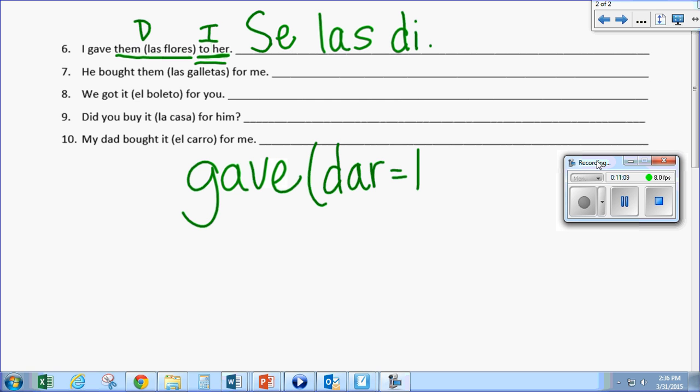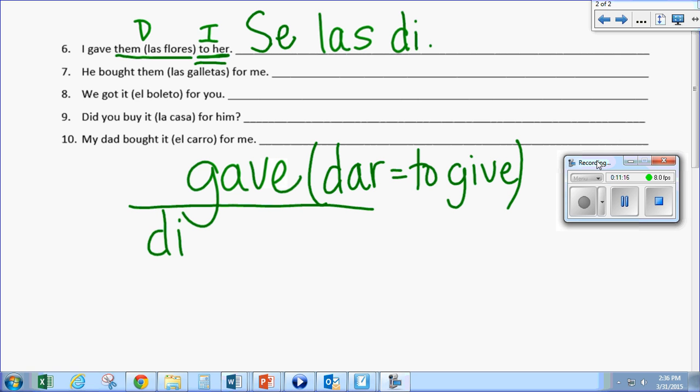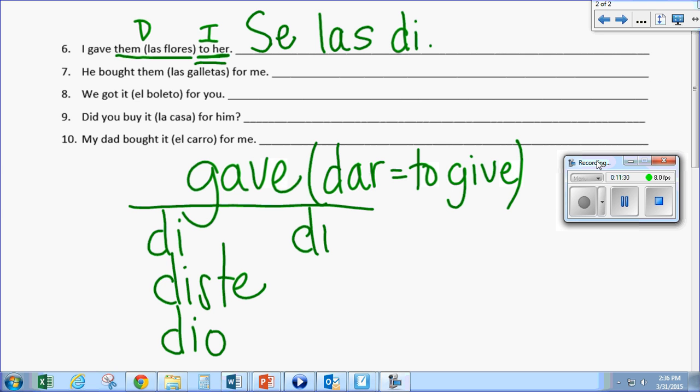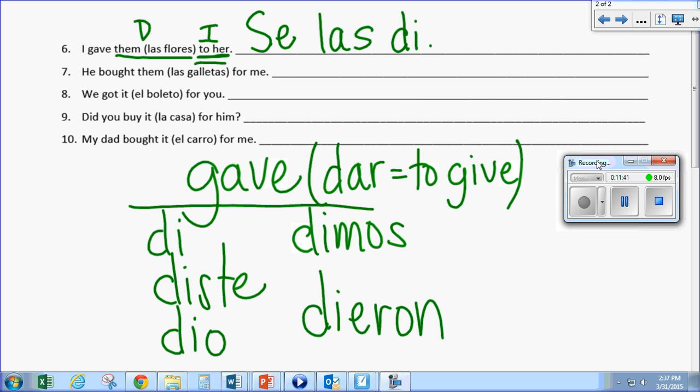It comes from the verb dar, to give. Okay? So my yo form of gave is di, like we did there. My tú form is going to be diste. Él, ella is dio. Nosotros dimos. And ellos dieron. Okay. Are there any questions about this?